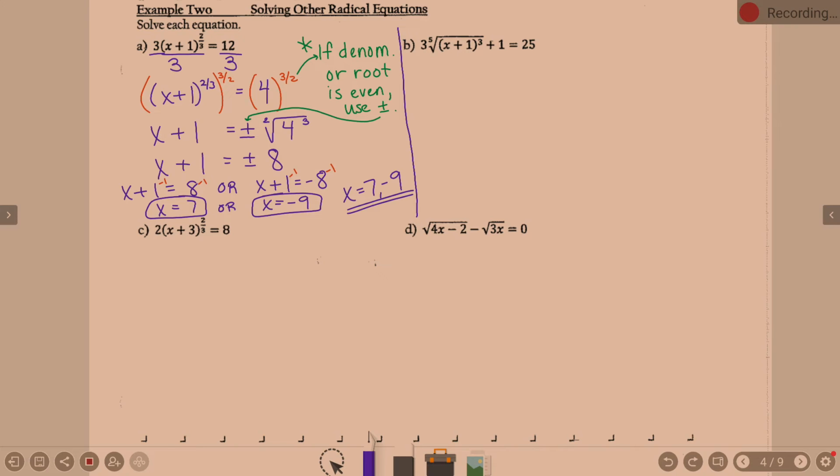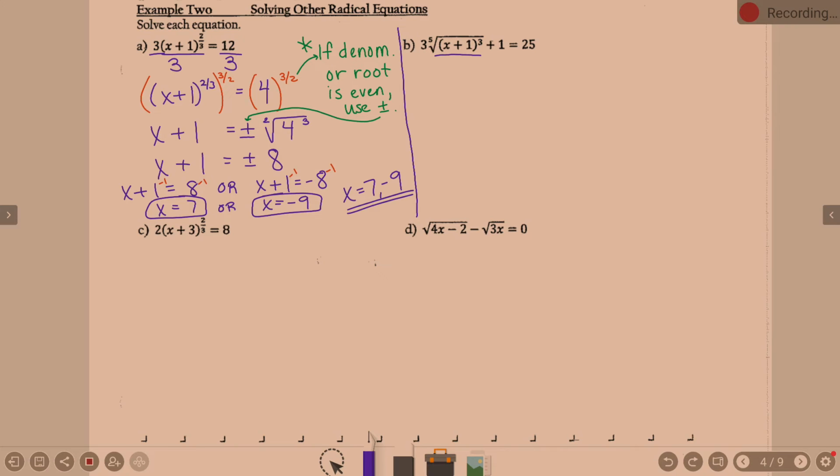Okay. I'm going to ask you, is my radical isolated? That's a big old no, isn't it? Because if my radical is isolated, then I've got that radical right there by itself. And that's definitely not right there by itself. So, 3 times a radical plus 1 equals 25. Subtract the 1, plus signs.